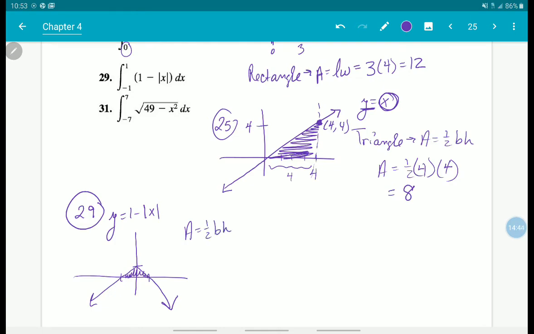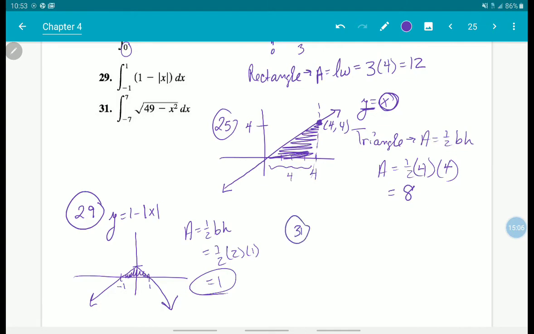So once again, we're talking about a triangle. Area equals 1/2 base times height. In this case, our base is 2 units wide, and our height is 1. So we're going to get 1.